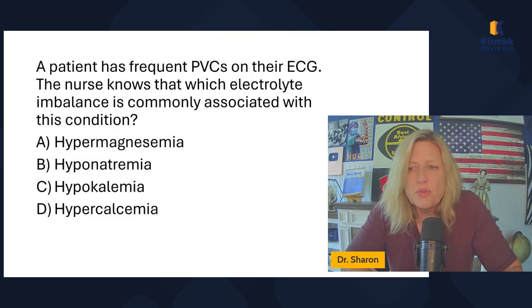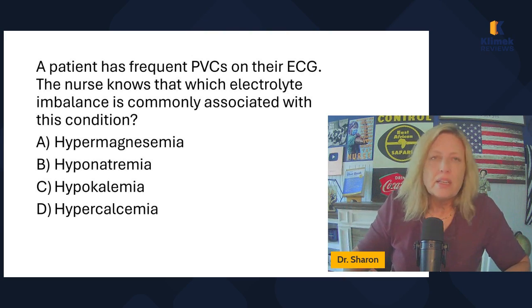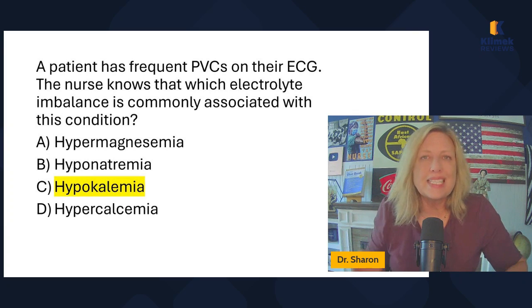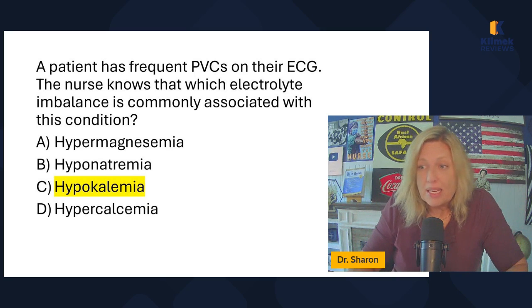A patient has frequent PVCs on their ECG. The nurse knows that which electrolyte imbalance is commonly associated with this condition? Electrolyte imbalances are commonly associated with ventricular beats, PVCs, ventricular tachycardia. Out of all the electrolytes that we test, which one is the heart most sensitive to? It's the one you always guess, and you always guess it because it's always right as it relates to the heart. Okay, so that's why you watch for hypokalemia.